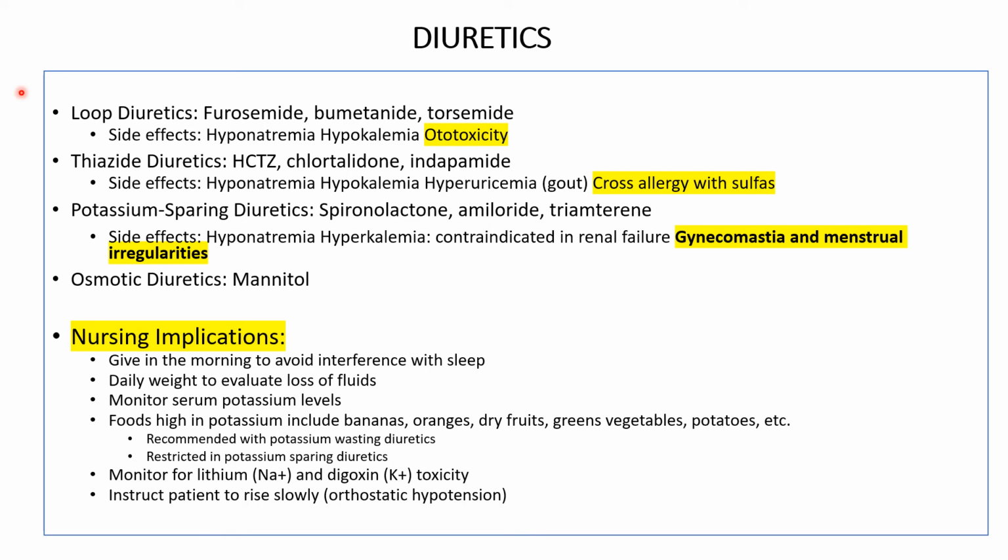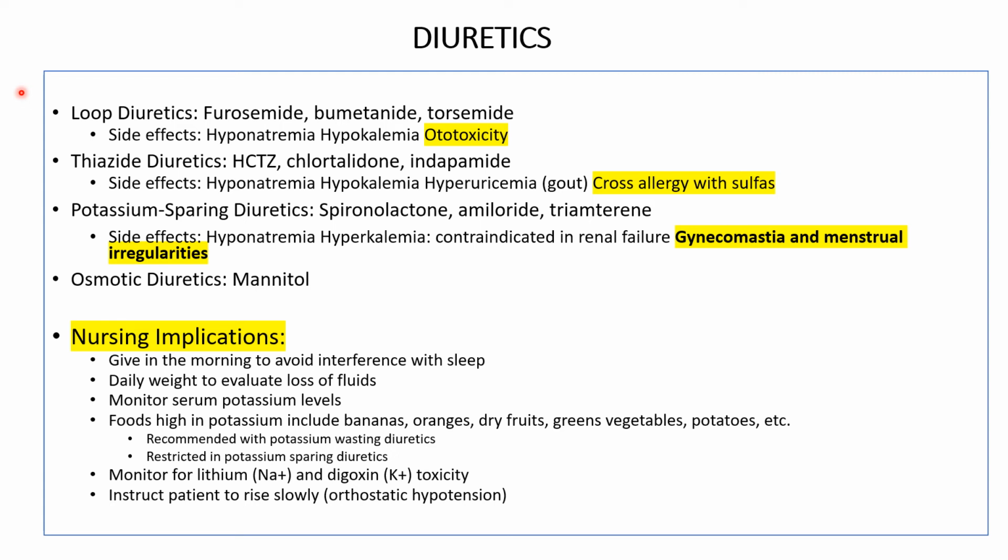The thiazide diuretics are less potent than the loop diuretics. For that reason, they are not used in emergencies, are not used when the patient has incompetent kidneys, but are very useful in the long-term treatment of hypertension. The prototype of the thiazide is hydrochlorothiazide, but we also need to know that chlorothalidone and indapamide are also thiazide family diuretics.